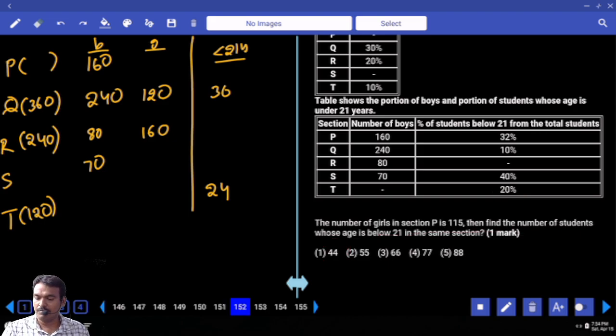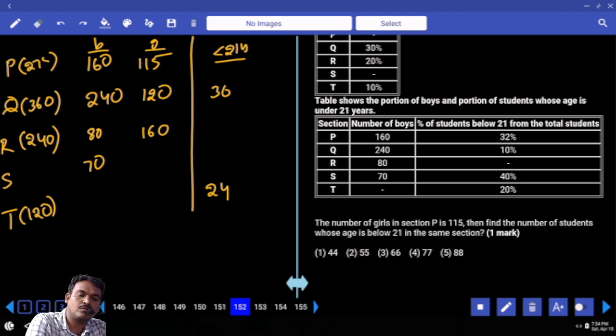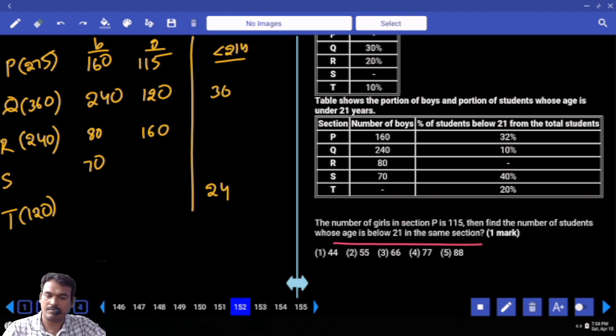Next, 152. The number of girls in section P is how much? 115. And then find the number of students whose age is below 21 in the same section or different section? Same section. Girls in P 115. 160 plus 115. 275. What is the question here? Below 21 in the same section.